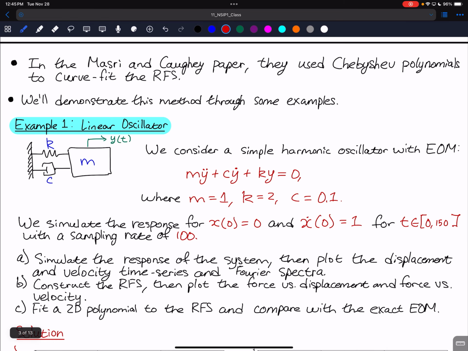We're going to simulate the response, plot the displacement and velocity time series and their Fourier spectrum. We'll then construct the restoring force surface and plot the displacement, force versus displacement, and force versus velocity. And finally, we're going to fit a 2D polynomial, and we'll compare that with the exact equation of motion.